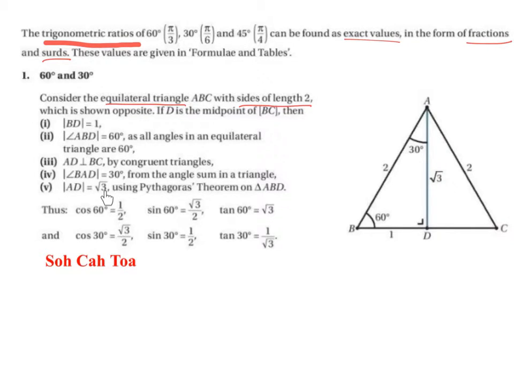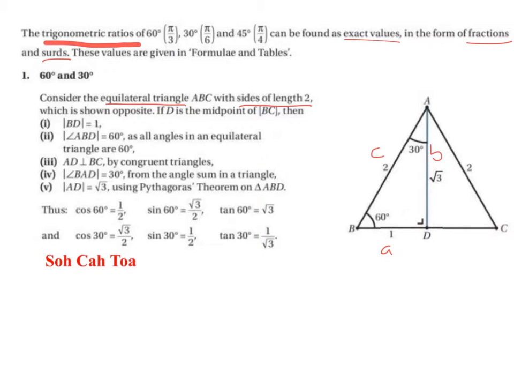AD is equal to root 3. So AD is going to be equal to root 3 using Pythagoras' theorem on ABD. ABD is a right angle triangle. AB is the hypotenuse, which is 2, so that's going to be labelled as C. And then I can label the other 2 sides as A and B. It doesn't matter which way I do them.